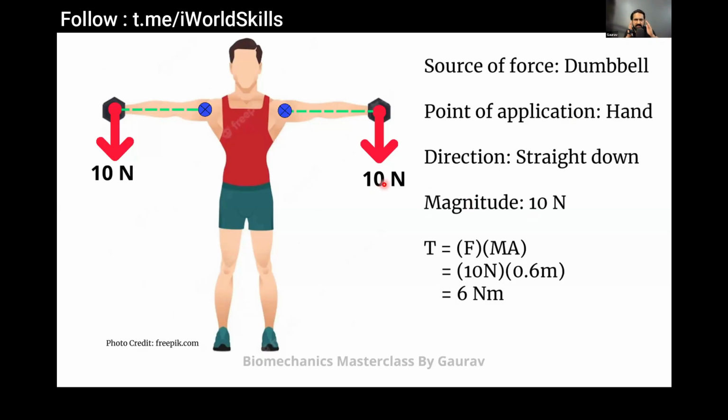Now, with respect to the shoulder joint, if I ask you, listen to this question very carefully, you should be able to answer this. With respect to the shoulder joint, what kind of resistance is the dumbbell providing? Can someone answer this? Let me know in the chat box. Can someone tell me what kind of torque the dumbbell is producing at the shoulder joint?